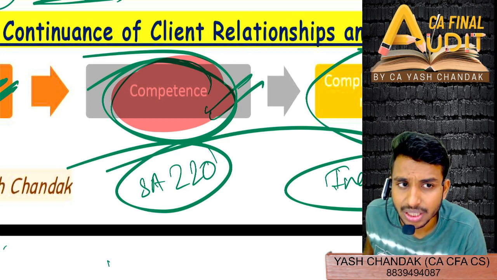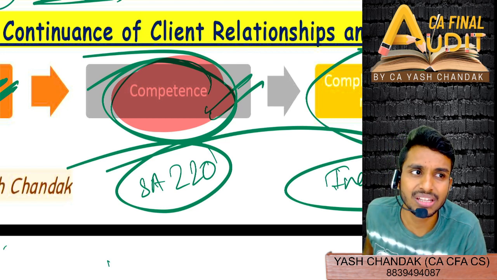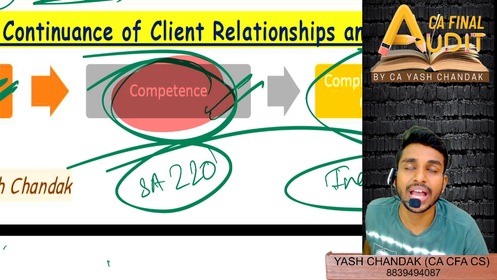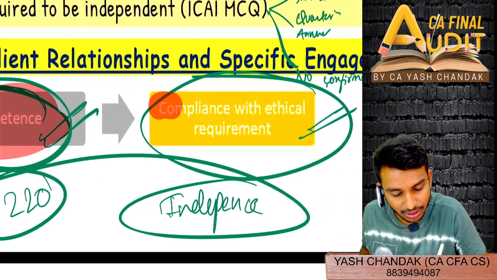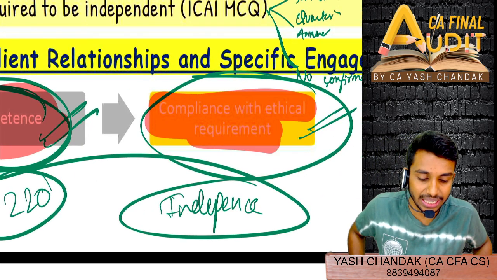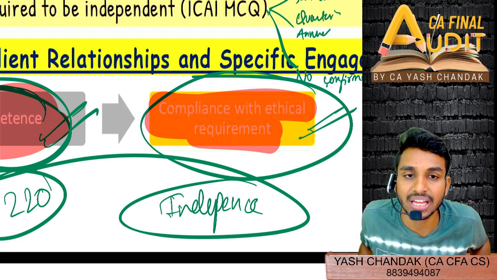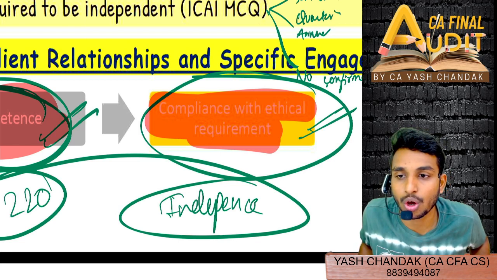Disqualification is subtracted. So that is more or less dealing with acceptance and continuance in the ethical requirements. It will be covered more or less as compliance with all the ethical requirements. Are we independent enough? Are we ethically able to do the audit or not, or are we disqualified?